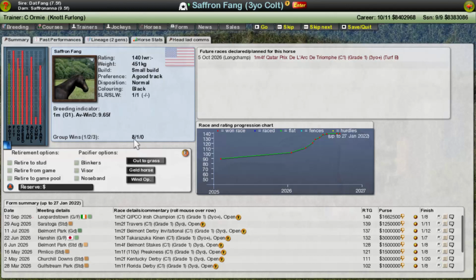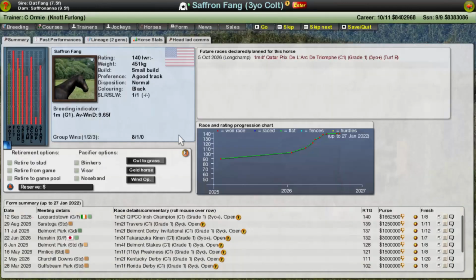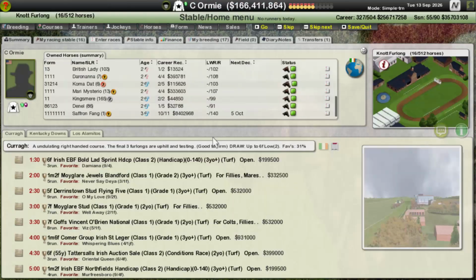We're probably going to come out of it with hopefully all 12 Group 1 wins. Hold our 140 rating, which is the max you can get in the game. Like it's all on the table for Saffron Fang right now. And I hope that they do really, really well for us throughout the rest of this season. But it hasn't let me down so far.